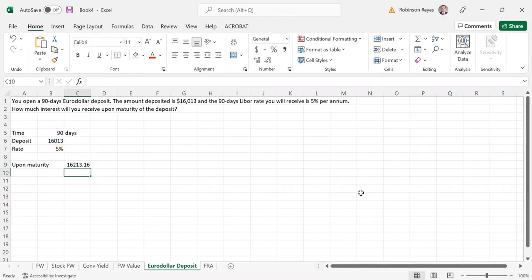Now, this is how much money we will get upon maturity. So how much interest we will have earned is basically what we withdraw minus what we deposit, and that's the amount of interest.